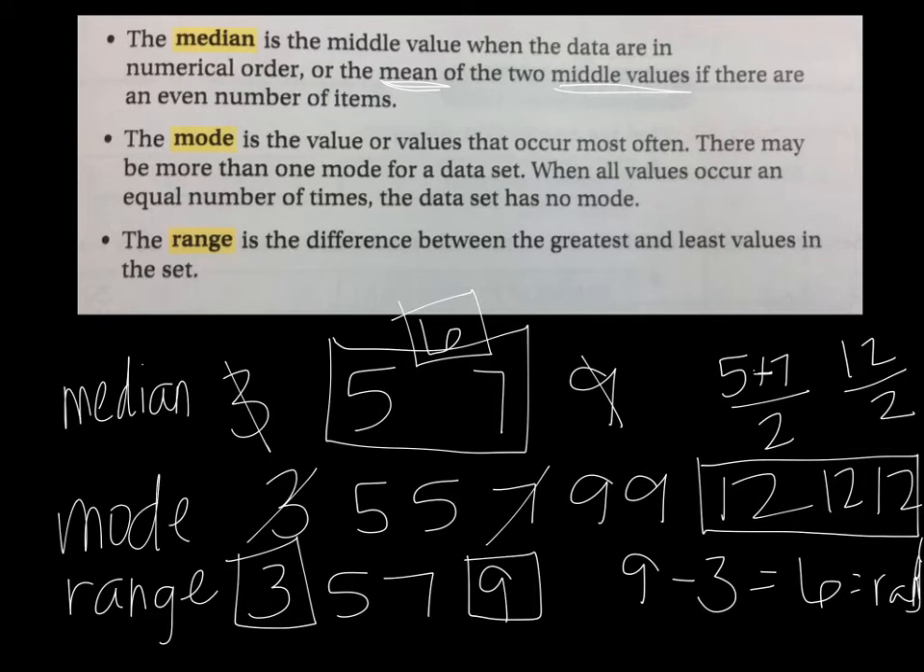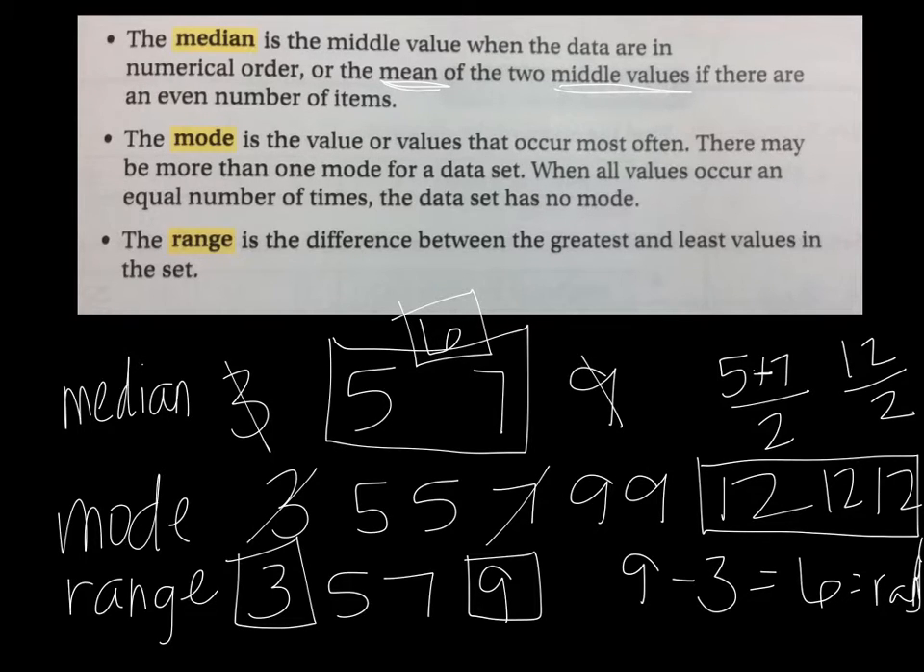I ran out of room. Okay, so this is a lot to take in. That's why I really want you to write down the definition of mean, median, mode, and range, and some examples of how to find that. I think it would really help on your test if you had this really neatly written in your notes.